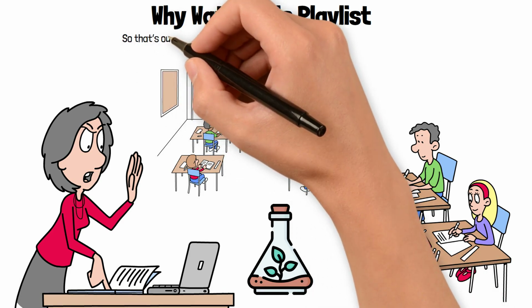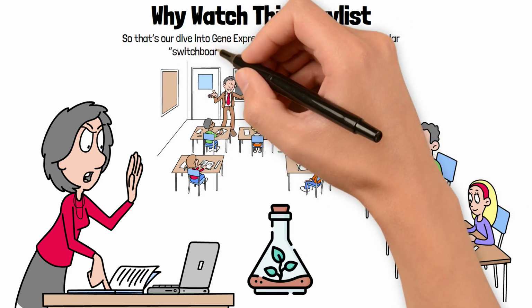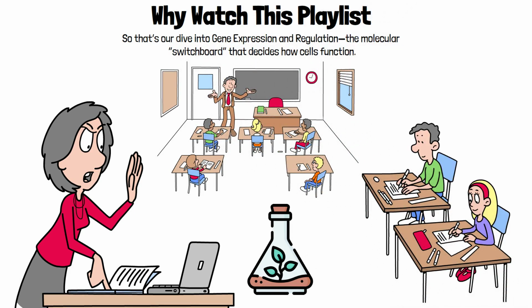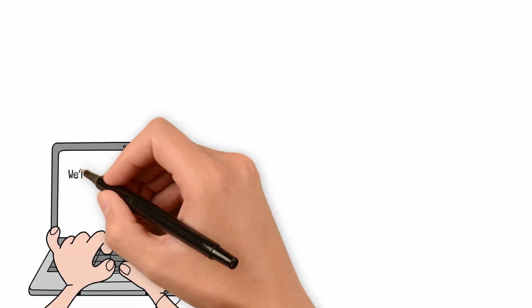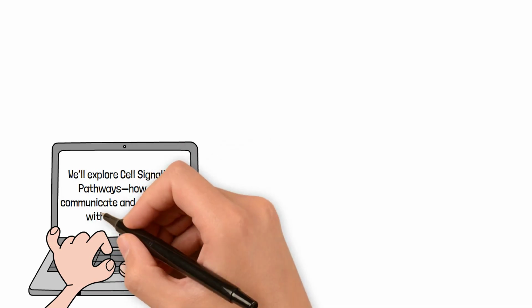So that's our dive into gene expression and regulation, the molecular switchboard that decides how cells function. In our next lecture, we'll explore cell signaling pathways, how cells communicate and coordinate with one another.